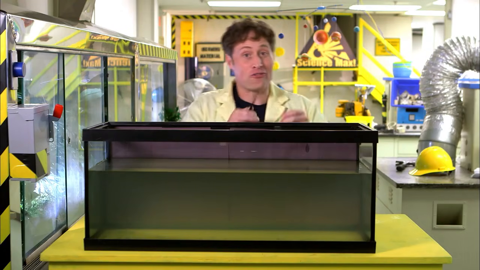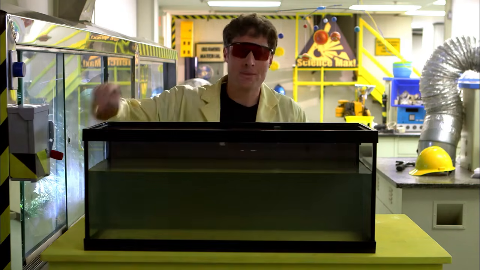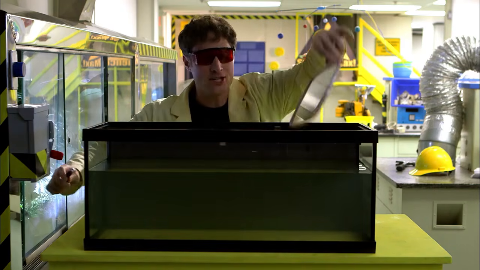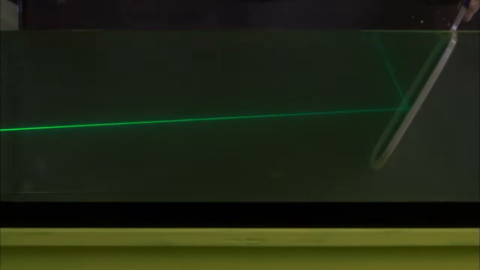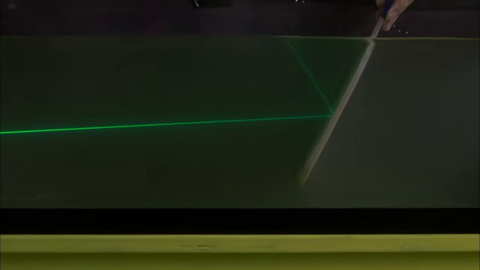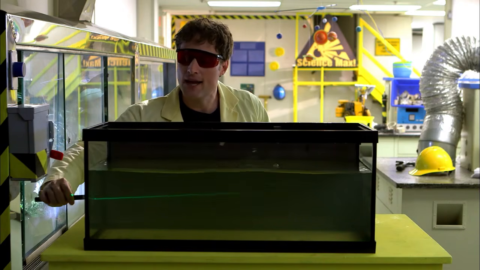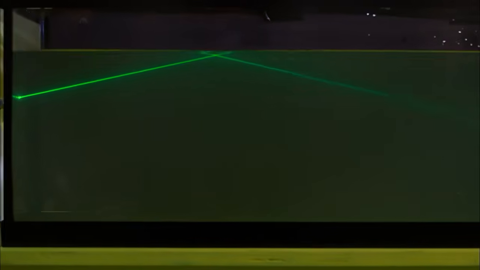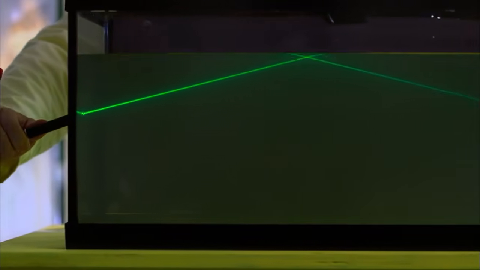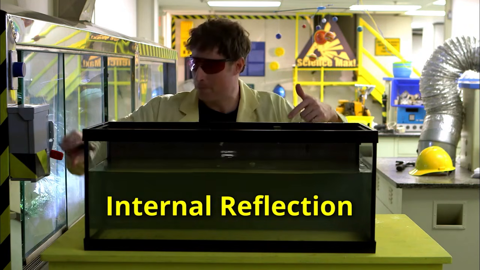So you already know about reflection, right? That's when the beam of light, say from my laser, reflects off this mirror and bounces in a straight line. But check this out. If I don't use the mirror and I shine the laser against the underside of the water, it also reflects, just like a mirror. This is called internal reflection.